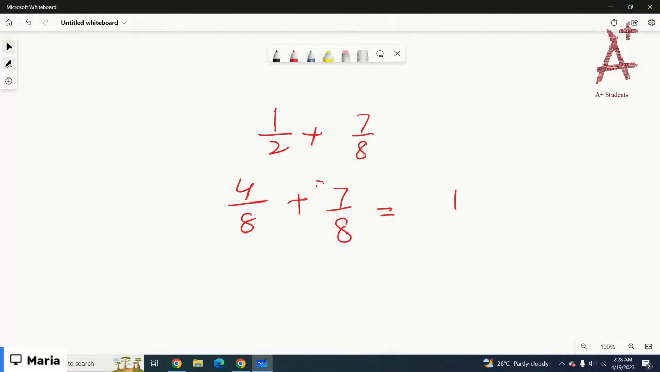7 plus 4 is 11. It would be 11 over 8. Got it? So you have to just divide 11 over 8. 8 times 1 is 8. And 11 minus 8 is 3. It would be 1 whole 3 over 8.